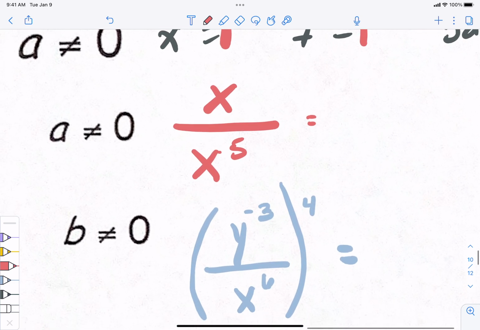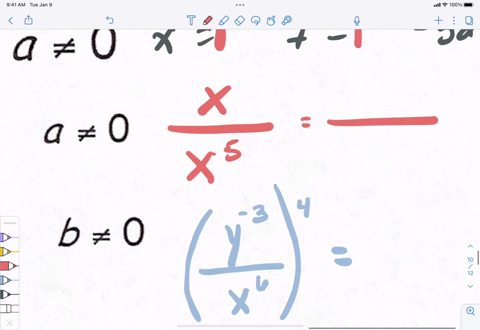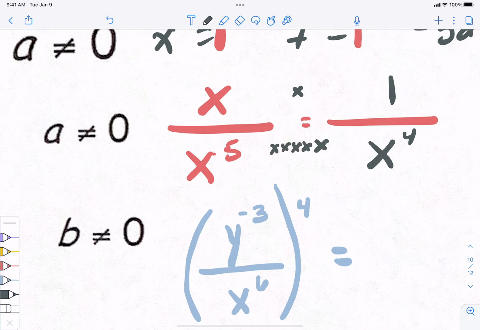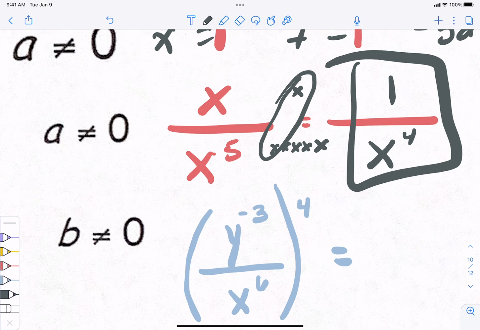The next one. X over x to the 5th power. If we're reducing those. X on the top, x to the 5th power on the bottom. What do we do? 1 over x to the 4th. If you want to write it like this, x on the top means x, x to the 5th power on the bottom means 5 of them. And I cancel these 2 out, so I have 4 on the bottom, yeah? Do I have to have the 1 on the top? Yes. If a 1's on the top, you have to have the 1 on the top, okay?